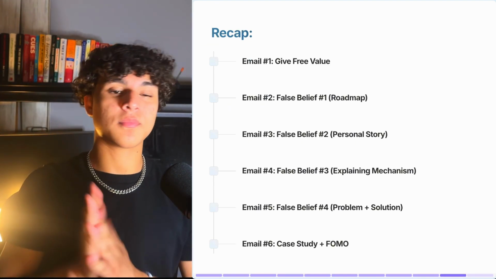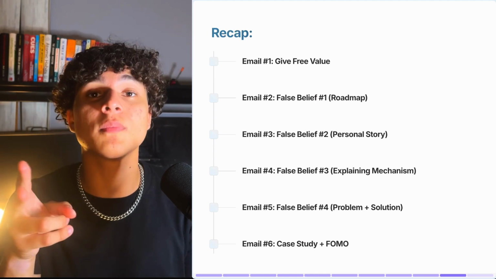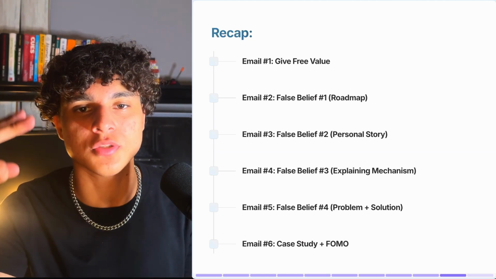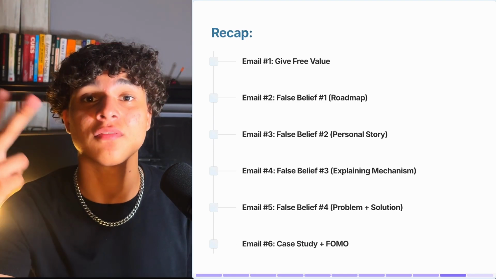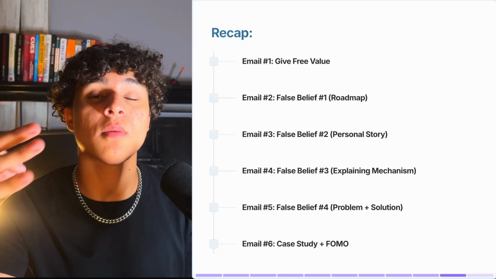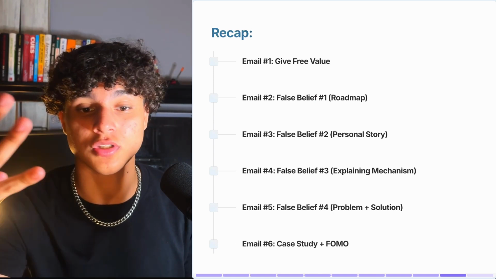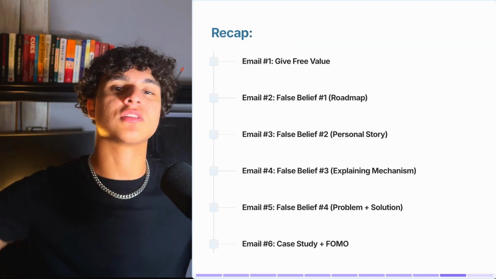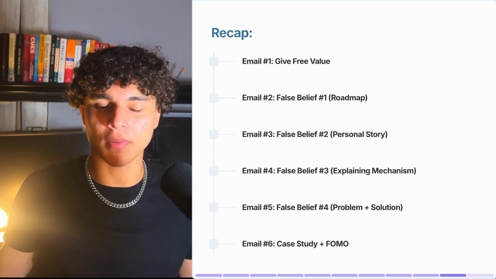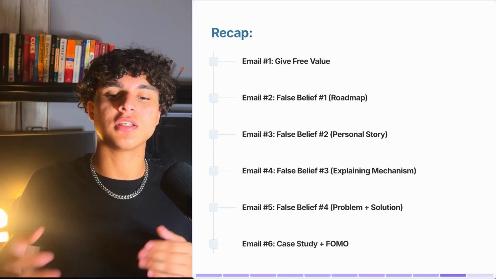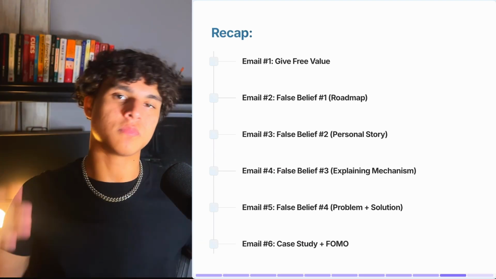So just to recap, email 1 is going to be giving the free value. Email 2 is all about breaking the first false belief, right? And then email 3 is about breaking the second false belief. Email 4 is about breaking the third false belief. And email 5 is breaking the fourth false belief. And then email 6 is the nail in the coffin to get them to book a call or buy. And that's by using a case study and adding some FOMO or some urgency, right? Not fake urgency, but just some FOMO.